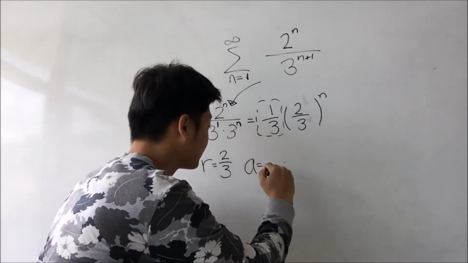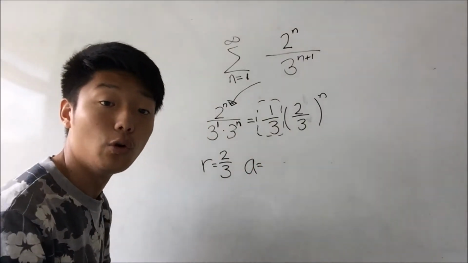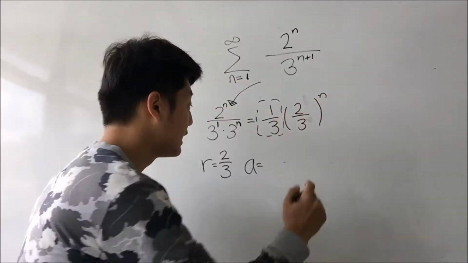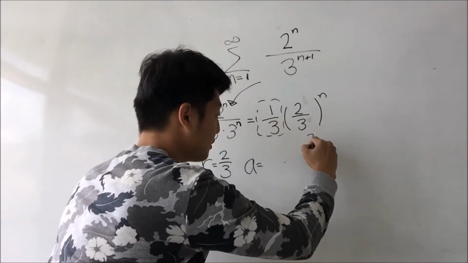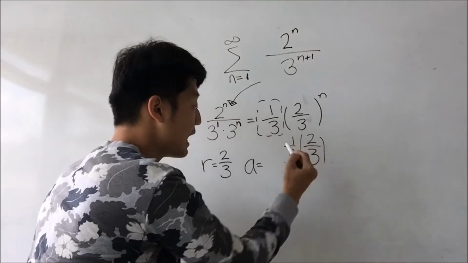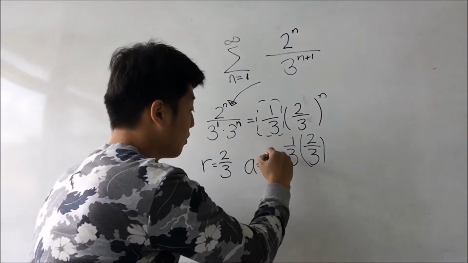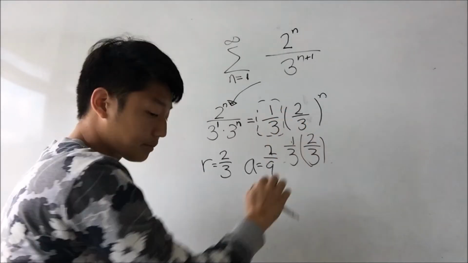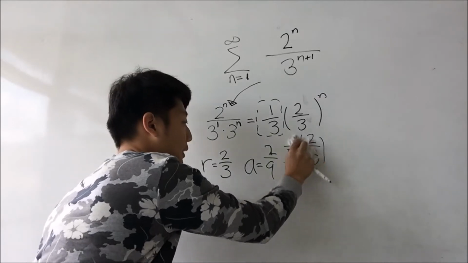So what's A? You have to really be careful. So n starts from 1, right? So you plug in 1, it'll be 2/3. Do not put A as 2/3 like last time because 1/3 is added. So it'll be 1/3 times 2/3, which is 2/9. Multiply. This will be our first term, okay?